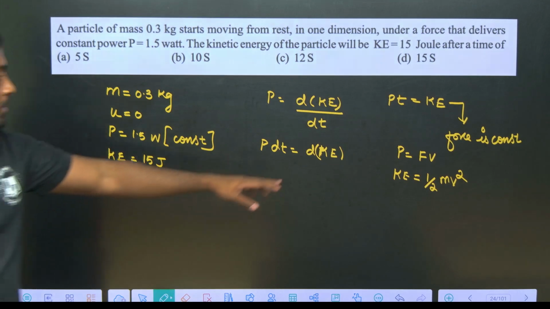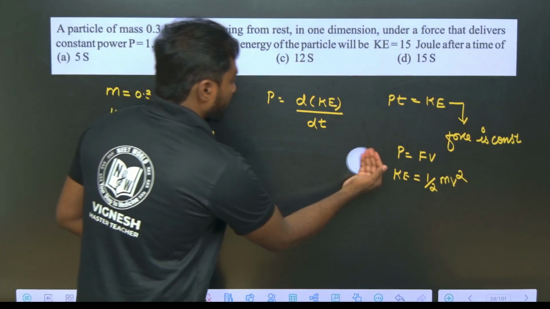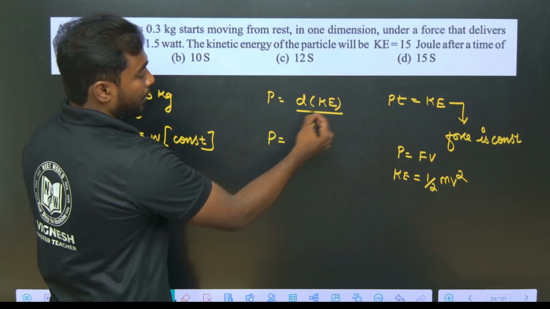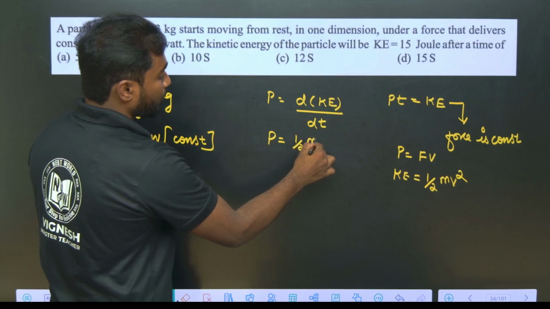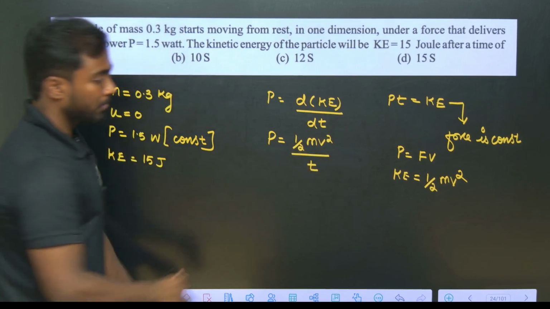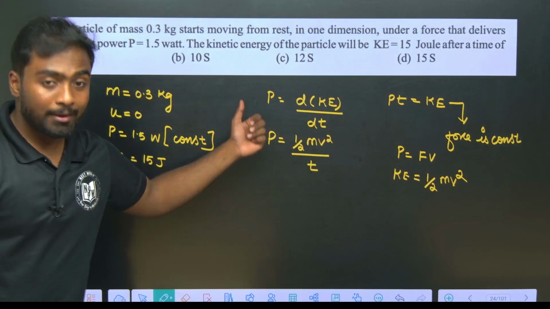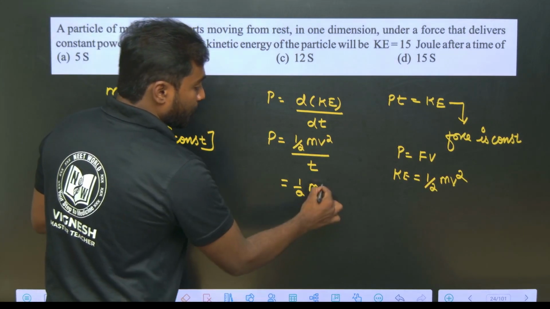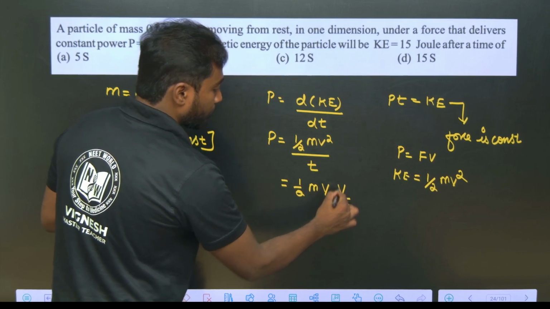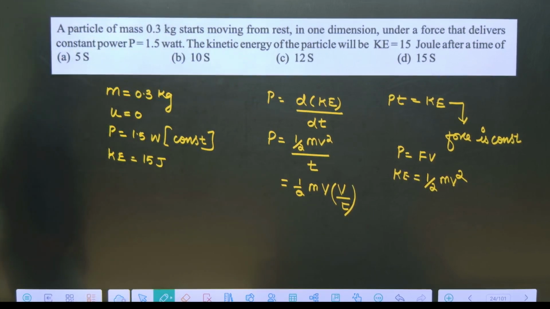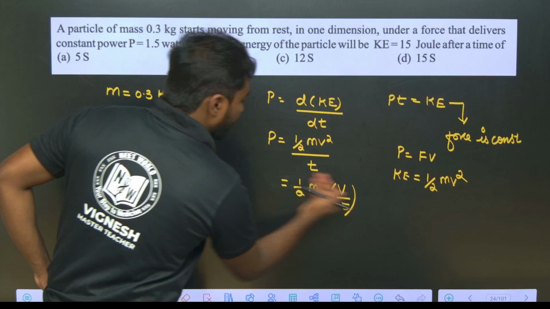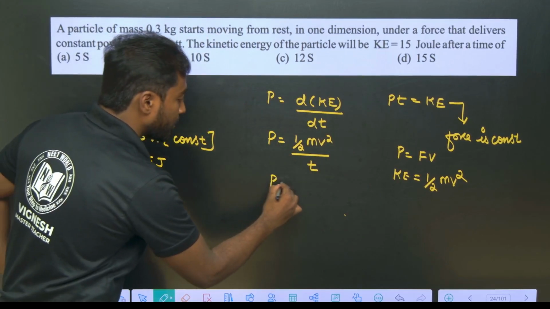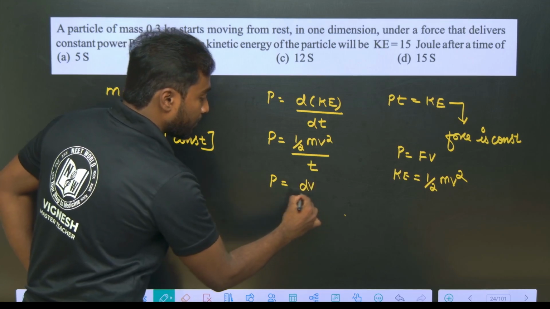Yeah, no need to worry about this one, it's the same thing we have written. Power is equal to the kinetic energy, mv square by t, right? From that only we have got it. So I can write this as 1 by 2 mass into velocity by time, velocity into velocity by time. Here we have taken the change in kinetic energy with respect to time. So P is equal to d v by dt.